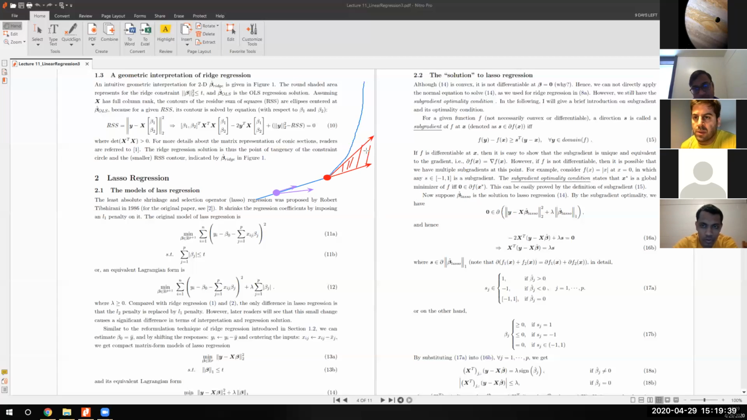But here, this is subgradient descent. Why? Because at this point, I don't have the gradient at all. So what I'm going to do is move towards something here, you know what I mean? So this is what I'm going to do. Now, with the subgradient, we will have the subgradient optimality test.